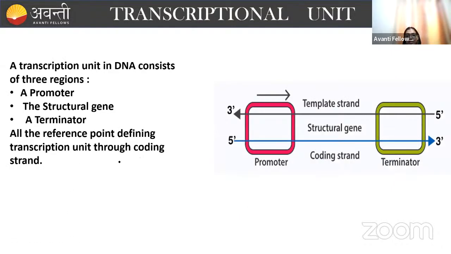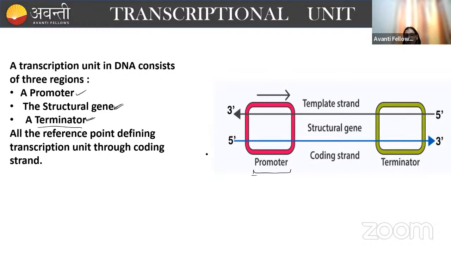Moving next is the transcription unit. So the transcription unit consists of three components. Number one is the promoter. This is the promoter, where the RNA polymerase will come and bind and initiate the transcription. Second one is the structural gene. And the third one is the terminator. Terminator is where the transcription stops. Okay, so that component is known as the terminator.